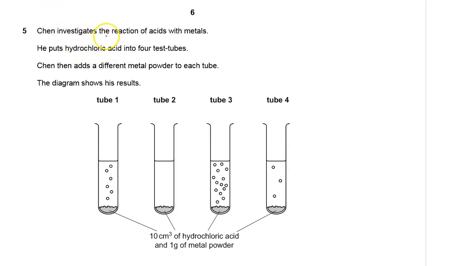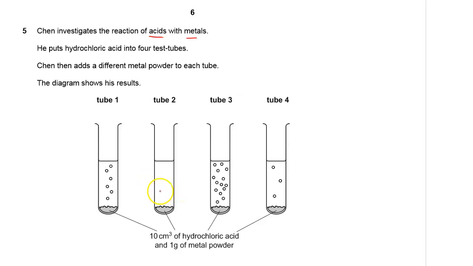Chen investigates the reaction of acids and metals. He puts hydrochloric acid into 4 test tubes, as you can see the 4 test tubes down here. Chen then adds a different metal powder to each tube. The diagram shows his results. In tube 1, there are around 6 bubbles, so it means that hydrochloric acid is reactive with the metal powder. Of course, he's got 10 centimeters of hydrochloric acid and 1 gram of the metal powder.